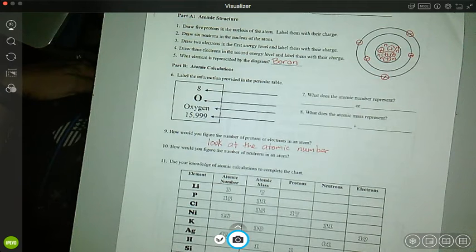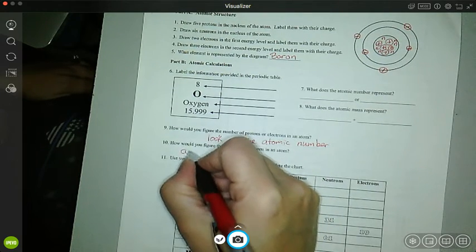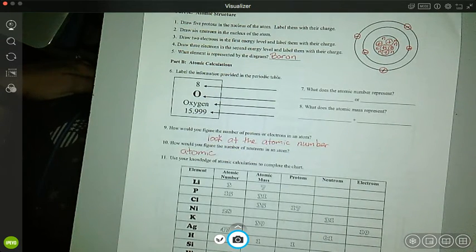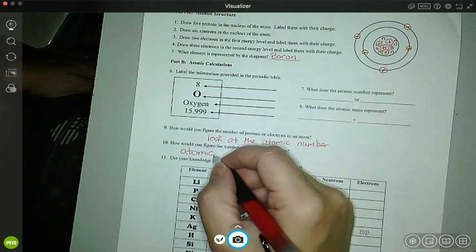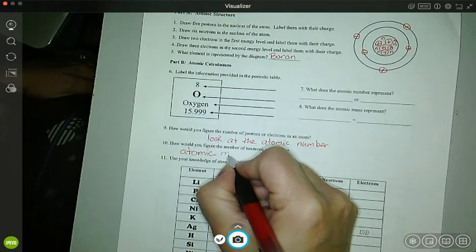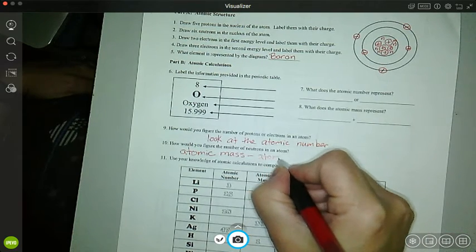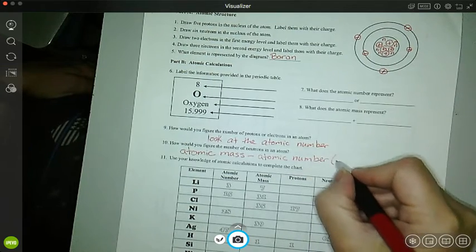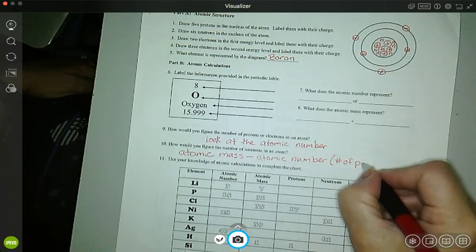How would you figure out the number of neutrons in an atom? What do you need to use there? The atomic what? Well, you do need to know your number of protons, but in order to get your neutrons, you take what minus what? The atomic mass minus what? Yep. Which is also the number of what? There you go, number of protons.